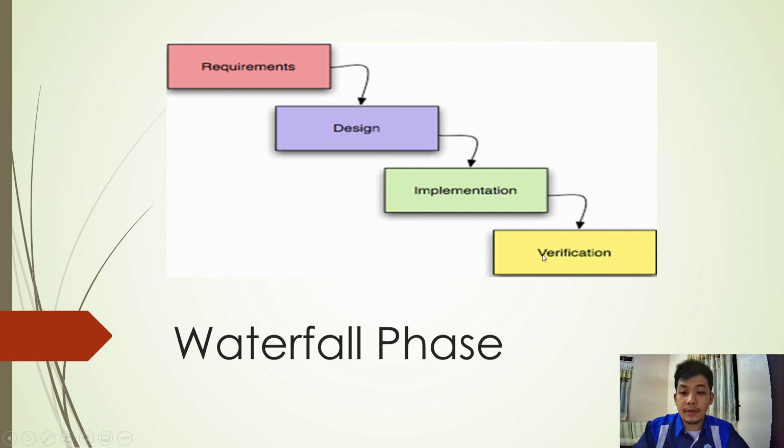Okay, then we go to verification. Verification is where we want to test the system. In this case, I use accuracy and functional testing. Let's go to the flowchart of the system.